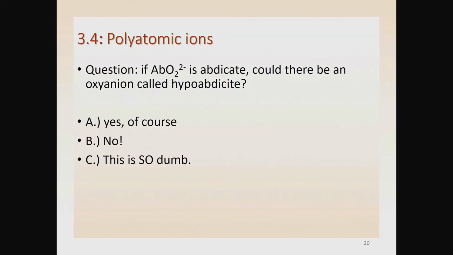Okay, final question. If AbO2 2- is abdicate, could there be an oxyanion called hypoabdicite? Okay, so this is a bit of a trick question, so let me walk you through the answer here. So when we have AbO2 2-, it is abdicate. Now, if we remove one oxygen, it will still be 2-. This will be abdicite. And so you're saying, oh, okay, it's easy to go down one more and get the hypo, right? We just remove one oxygen. So if we remove that one remaining oxygen, we would have Ab, but here's the problem. There are no more oxygens there, so it's not really an oxyanion, so we can't really name that with the rules we just learned, so the answer is no.